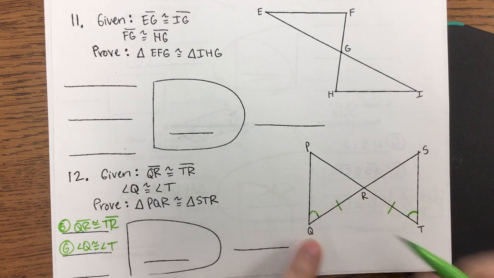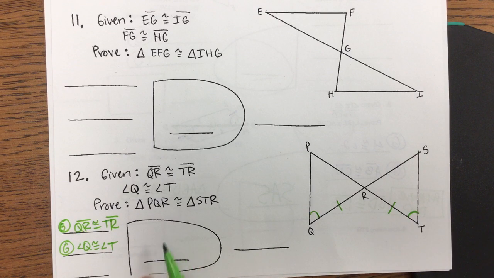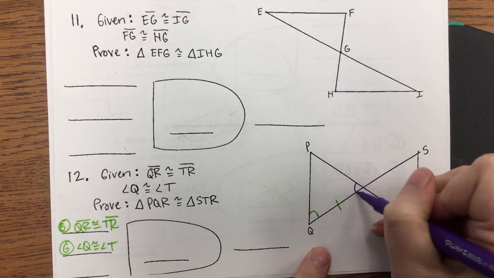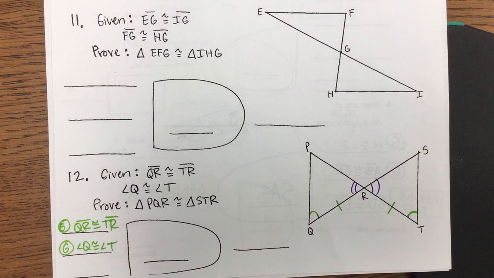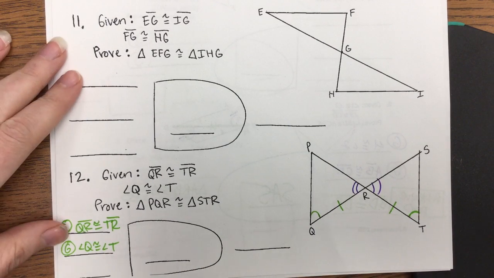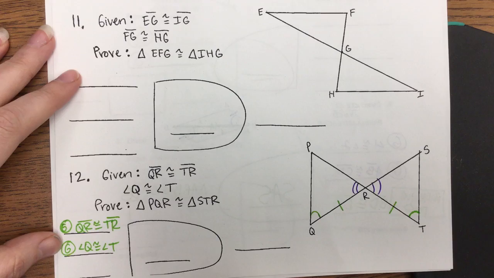And so again, you're constantly looking for what pattern it is. What do I need to make this pattern happen? You have to have 3 things, right? Because all of our patterns have 3 letters, except for hypotenuse leg, which is the special case. So I notice, hey, look, I've got congruent vertical angles in here. I'm running out of space, aren't I?